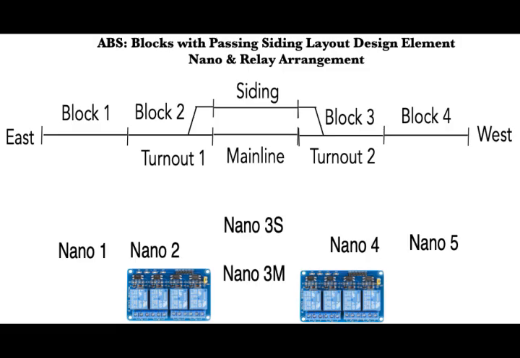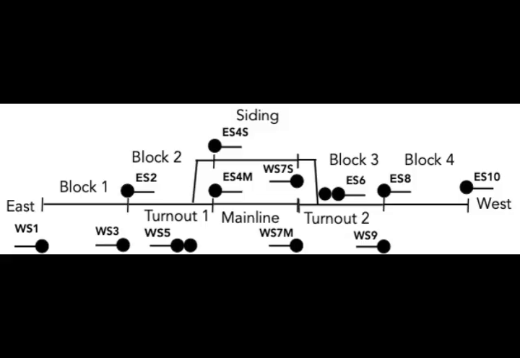How might I build a proof of concept ABS with passing siding? An actual diorama would be too long for Modeler's Corner, so I decided to build a simulator where the nanos, relays, and signals would be positioned on a legal-sized diagram. In the diagram, block 1 has no previous nano sketch, and block 4 has no next nano sketch. Blocks 2 and 3 are the new turnout blocks with wire connections from a simulated switch machine's single-pole double-throw switch.